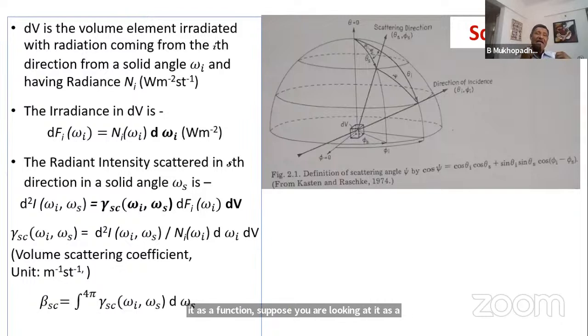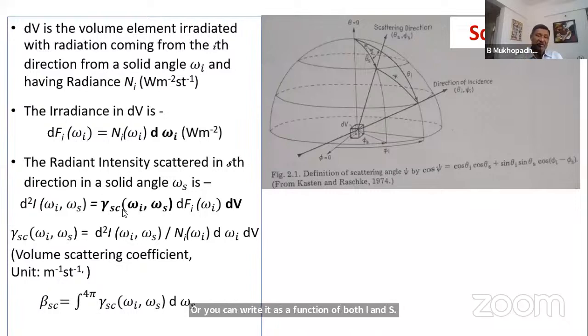That means for every scattering angle, what is the scattering angle? It is the relationship between I and S. That's the scattering angle, isn't it? So for every scattering angle, you would have a certain fraction of radiation going in that direction. And that fraction is gamma. You can write it in a discrete form by discretizing this geometry. That means n number of I directions and n number of S directions. You can discretize, and then this becomes a matrix. Then gamma becomes a matrix. Or you can write it as a function of both I and S if you know their functional forms.